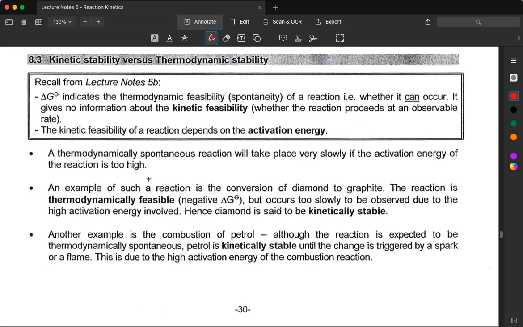So, let me give you an example. You could have a situation where you have a thermodynamically spontaneous reaction based on delta G, yes, but then it doesn't happen. Why? Because it's too slow. Why? Activation energy too high. Okay. So for example, diamond conversion to graphite based on delta G can happen because it's negative, but it doesn't happen in real life because it's kinetically not feasible, because the EA involved is very high. So diamond is said to be kinetically stable, cannot become graphite easily.